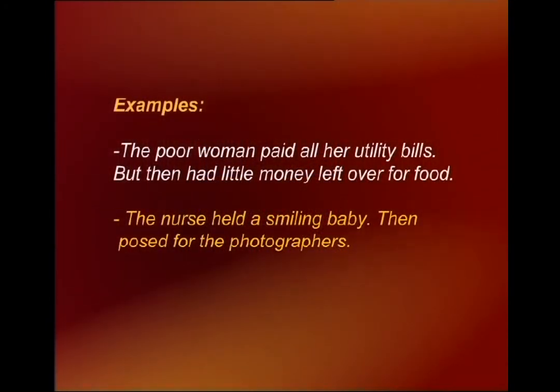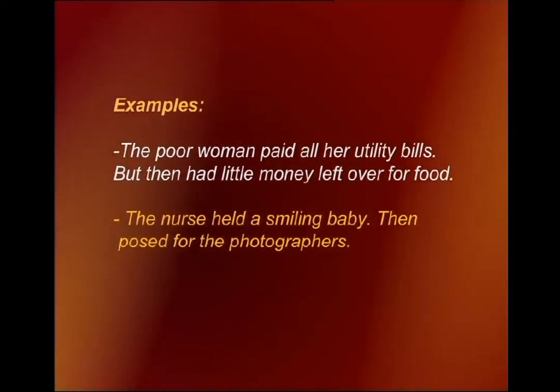To correct a missing subject fragment, you again follow the same two methods that you used for the correction of the earlier types of fragments. That is, you connect the missing subject fragment to the sentence that comes before it and then add a joining word if needed for a smooth connection. The nurse held a smiling baby. You can use a joining word, and then posed for the photographers. Or you can create a new sentence by adding a subject to the fragment.